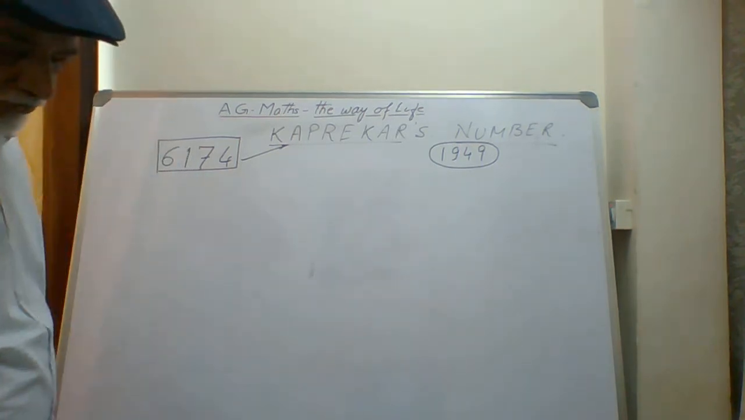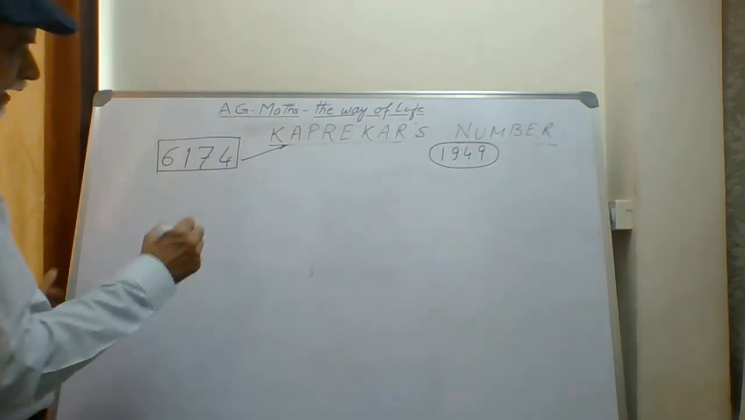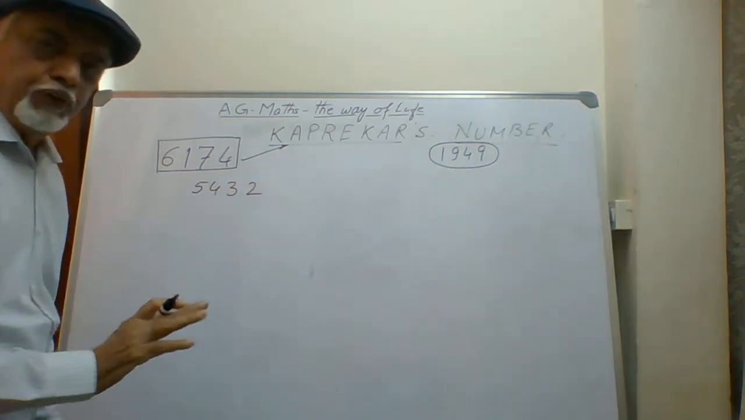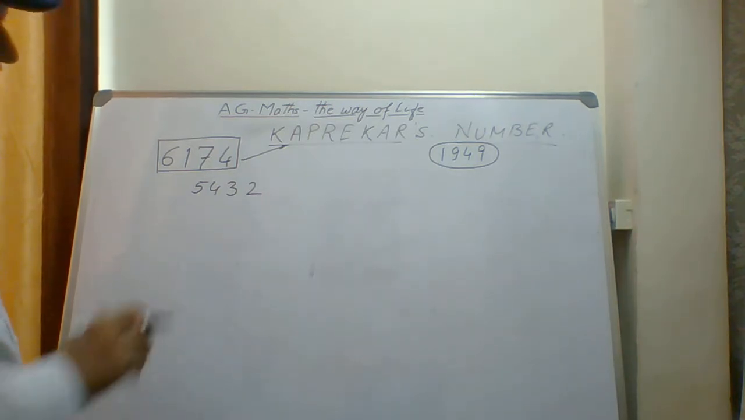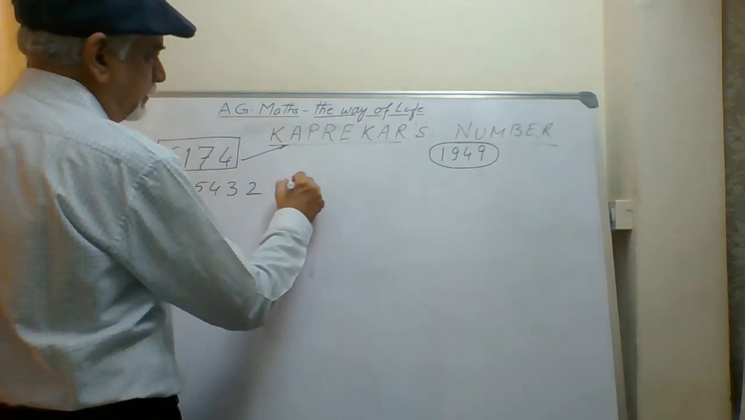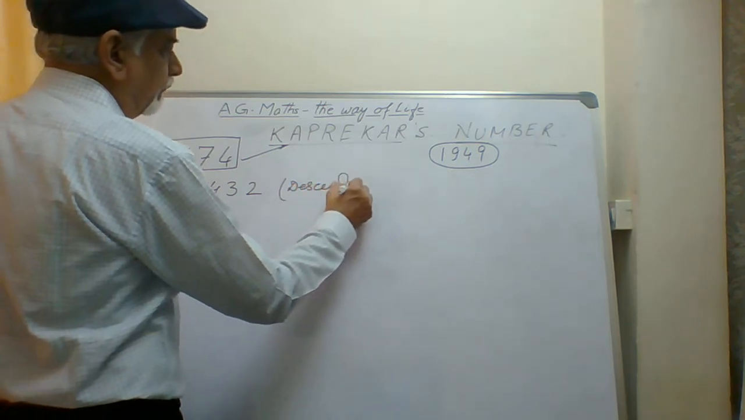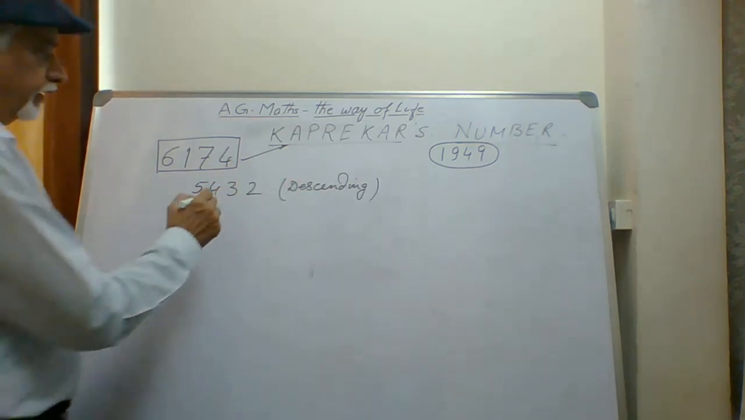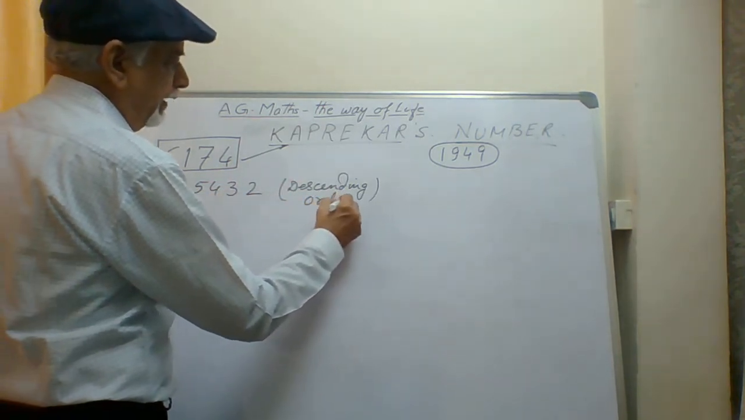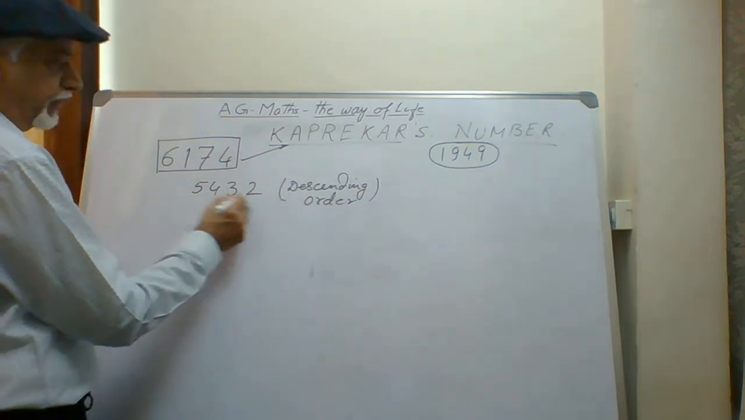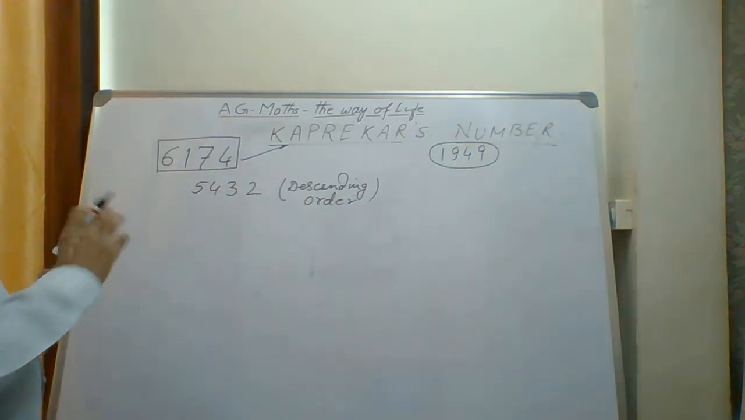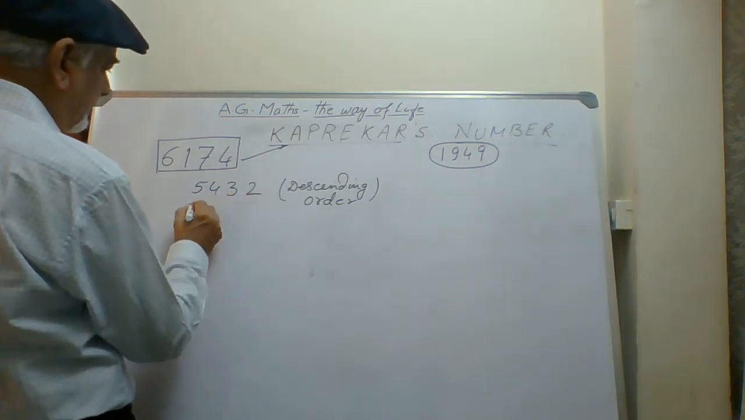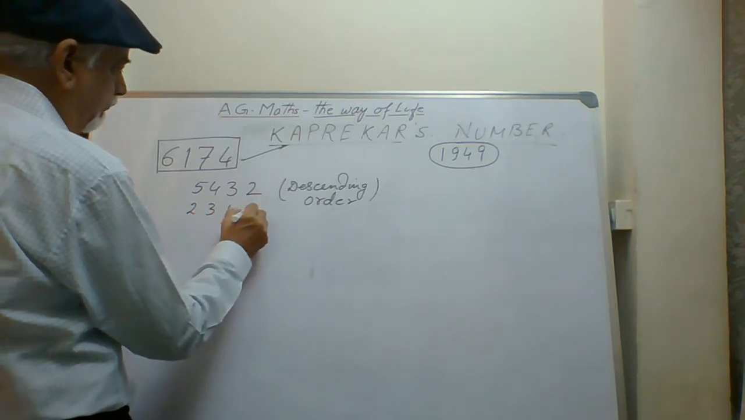What is that specialty? Pick up any 4-digit number. Suppose I have picked up a number called 5432. Any 4-digit number. You have to write it in the descending order. So it is already written in descending order. You pick any 4-digit number and write it in descending order, that is, the highest one will be in the beginning and the lowest one at the end. 5 is the biggest, 2 is the smallest. Writing this in this fashion, and then write in the reverse order. So what is the reverse order? 2, 3, 4 and 5.